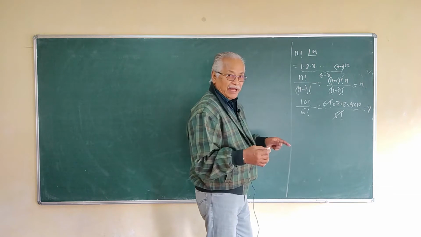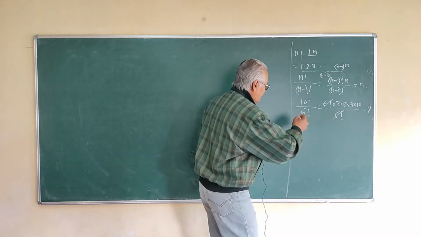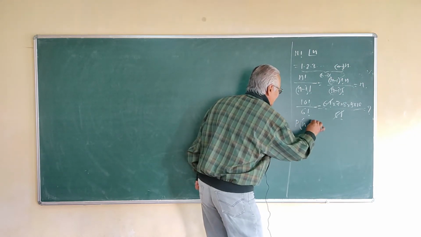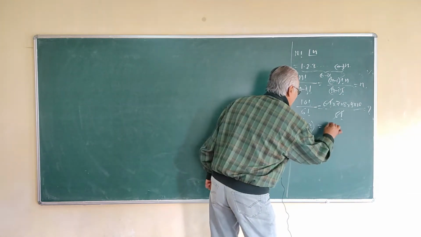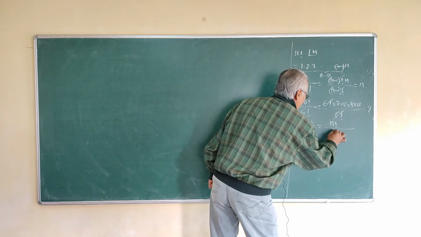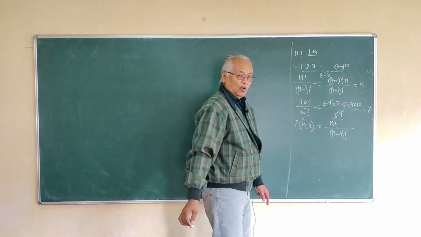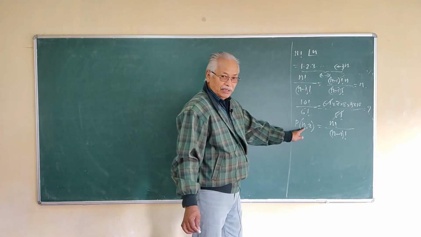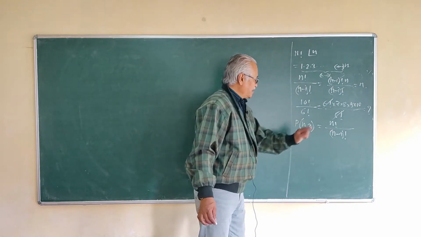And on top of that, what did we learn? That is nPr, or P n r, was defined as n factorial divided by n minus r factorial, where the value of r is always less than or equal to n. Fine? Right.